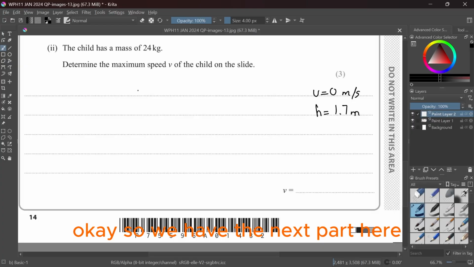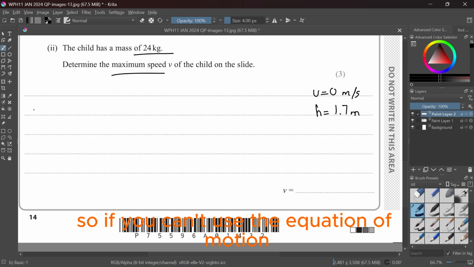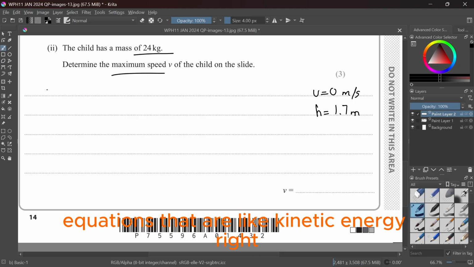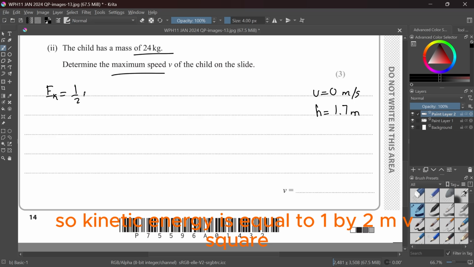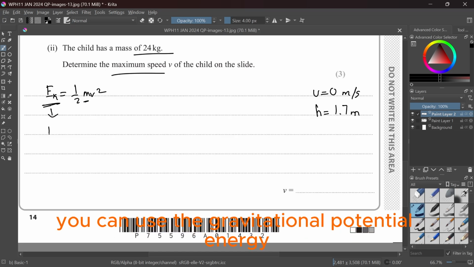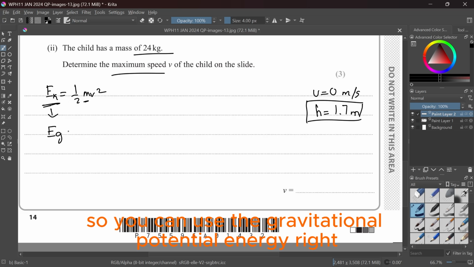Okay, so we have the next part here. It basically says that the child has a mass and find the maximum speed. So if you can't use the equation of motion, you usually come to the equations that are like kinetic energy, right? So kinetic energy is equal to 1 by 2 mv square, because this is the last option you have, right, in your formula sheet. So now you don't have energy, you have mass, right? So in order to get your energy, you can use the gravitational potential energy because you have height of that slide, right?